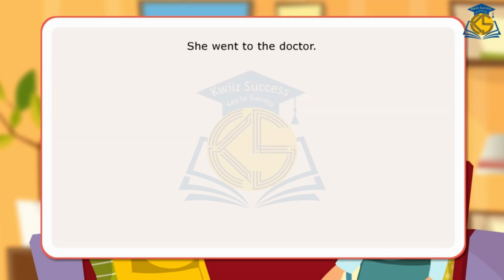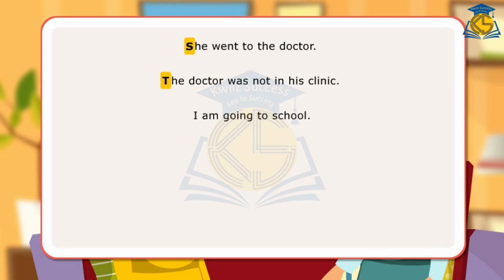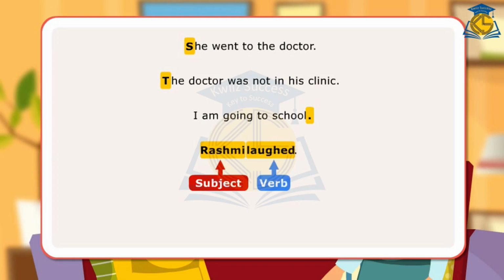The first letter of any new sentence is always capital. She went to the doctor. The doctor was not in his clinic. There is always a punctuation mark at the end of a sentence. I'm going to school. A sentence has at least a subject and a verb. Rashmi laughed. Subject: Rashmi. Verb: laughed.